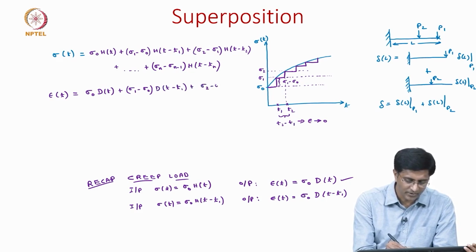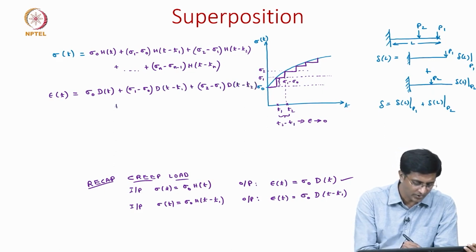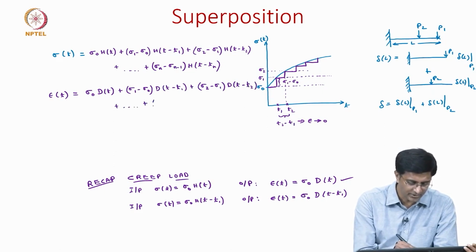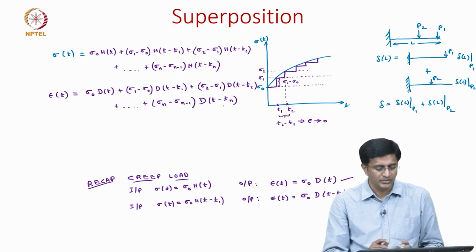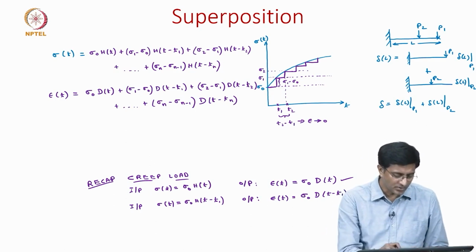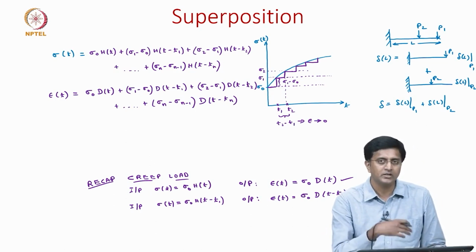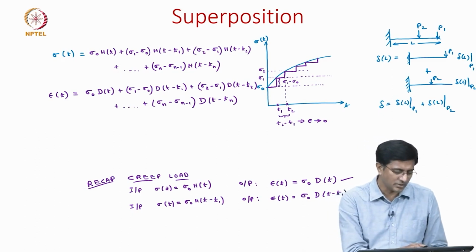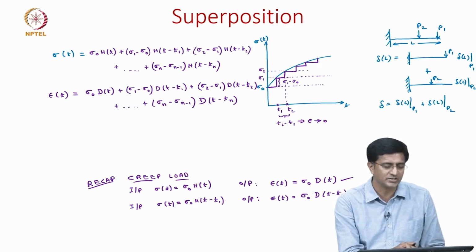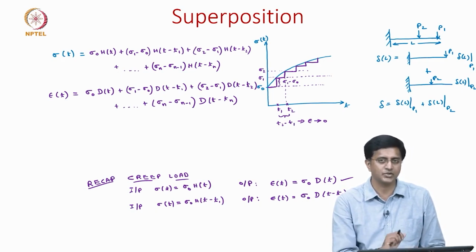So, similarly, sigma 2 minus sigma 1 times D of t minus t2, so on and so forth, and to write this general term, we write it as sigma n minus sigma n minus 1 times the creep compliance at t minus tn. Bear in mind that each of these terms in the response is again a step response. What I mean is these responses start, for example, for the first term at time t equal to 0, for the second term the response starts at time t1, t2 and so on and so forth.